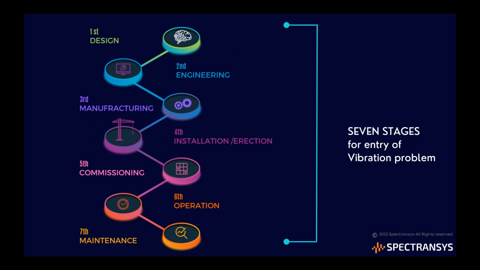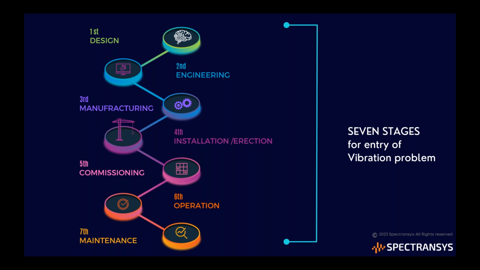So the 7 stages in any machine's life at which a vibration problem can enter are as shown on the slide here. The first stage is the design stage, and the second stage is the engineering stage. Many people use the words design and engineering interchangeably, but I have something specific in mind when I use the word engineering, and we will get clarity as we go into the further slides.